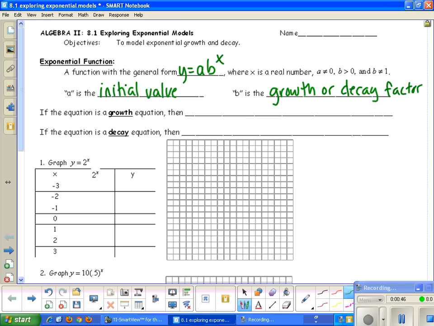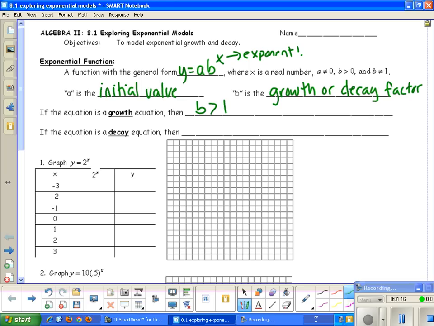Now, in order for something to be an exponential equation, we have to have a variable as an exponent. So this right here is an exponent, remember? If we don't have a variable as an exponent, then it's not an exponential function. So keep that in mind. If the equation is an exponential growth equation, then that b value, your growth factor, would have to be greater than 1.